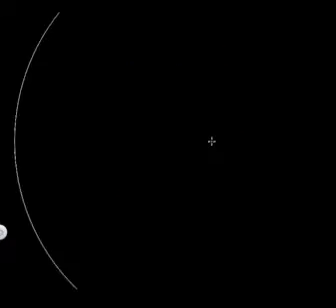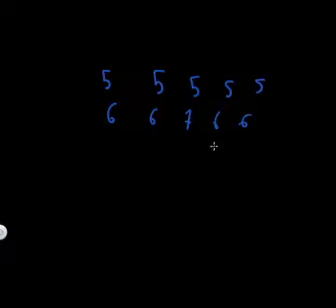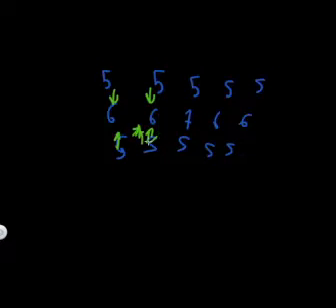A better example would be something like 5, 5, 5, 5, 5. And then let's say 6, 6, 7, 6, 6, 5, 5, 5, 5, 5. So this is a scalar field. Turning this into a vector field, the 5 would point towards the 6. But eventually, they would all point towards 7, 7 being the maxima.